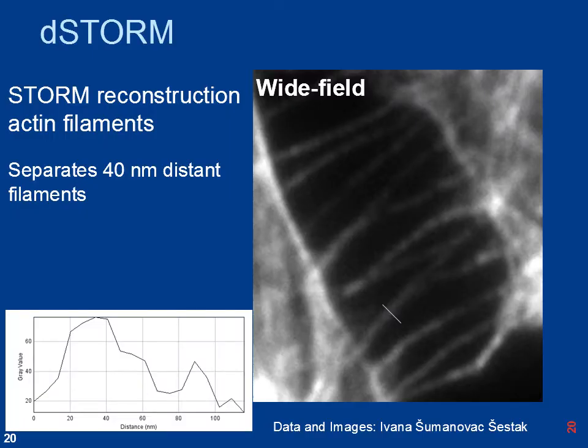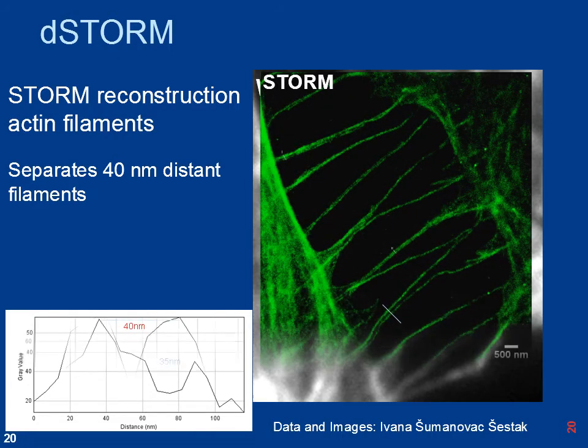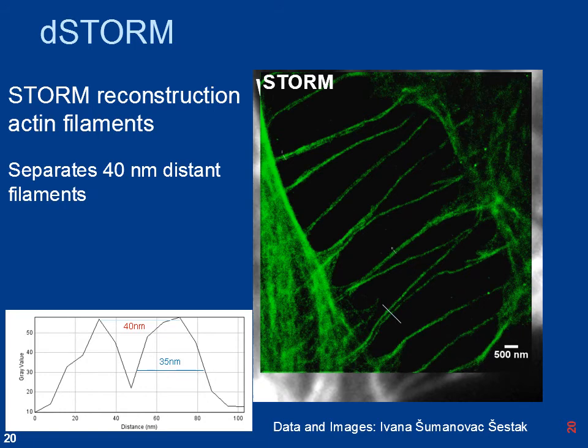So here's some result from our lab, which is a STORM or dSTORM reconstruction, direct STORM reconstruction of actin filaments that have been imaged by Ivana Shumanova-Chestak. And on the right-hand side, you see the wide field image as it is obtained by adding all these single molecular events. And when you then compare this to the image you obtain from the localization, so after taking something like 10 to 20 minutes of data, you can localize them, and you can actually then see and appreciate that this is a much higher resolution image. And you can also see that it's not a problem to actually separate things if they're even 40 nanometers apart.